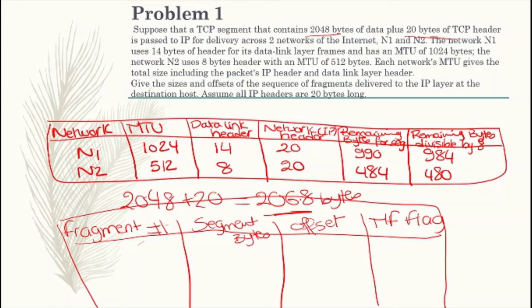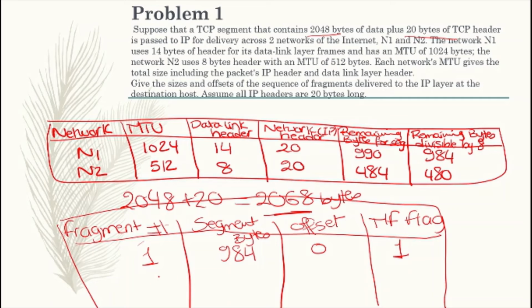Each time we transfer, we can have only 984 bytes for the segment. So the first fragment will have 984 bytes, which is the maximum allowed bytes for a segment that could be transferred through N1. The offset, how can we get the offset? Initially the offset is 0. Then the more fragments flag is an indication: are there any more fragments for this packet? Yes, it will be further fragmented, so it would be set to 1.